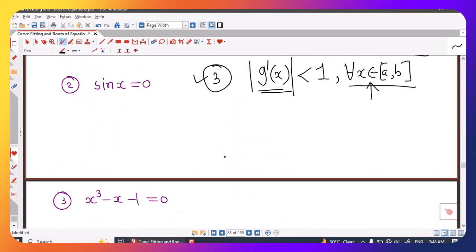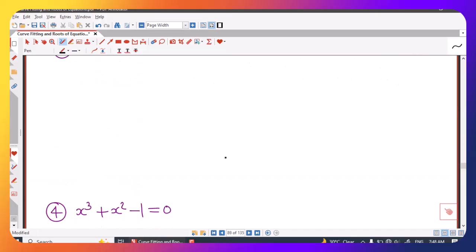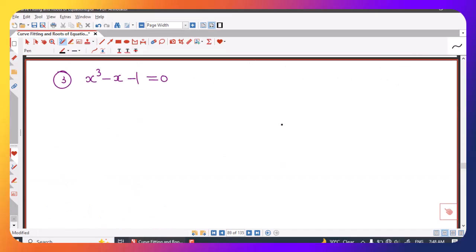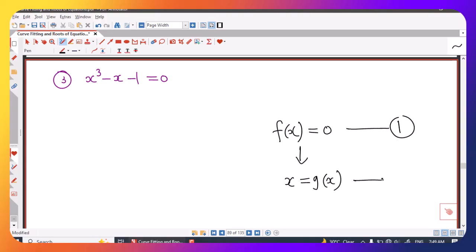So whenever we are solving problems related to this fixed point iteration method, what we will do is, first we will rewrite our equation f(x) equal to 0 in the form x equal to g(x), and these two are equivalent.